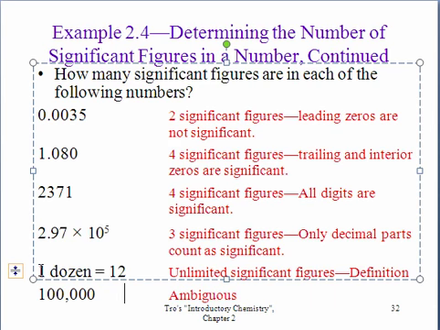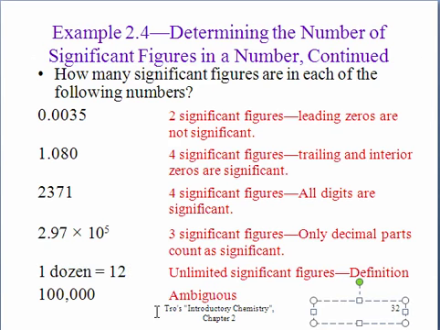This right here is a definition. So this has unlimited number of significant figures. And then this is ambiguous. It really only has 1 according to our rules.